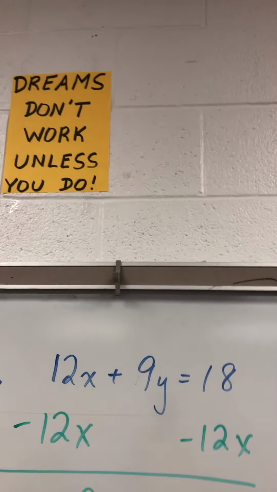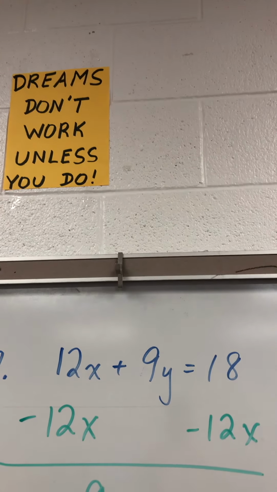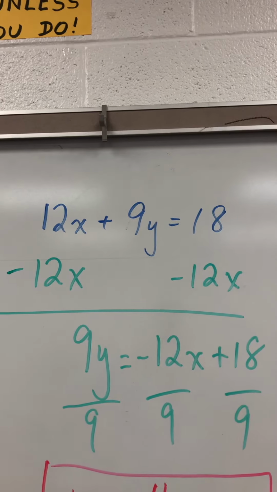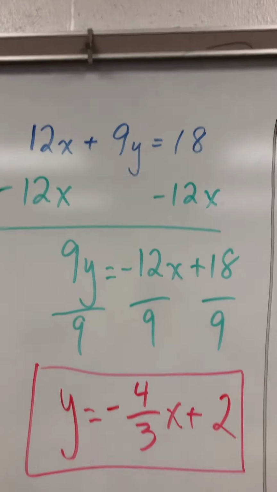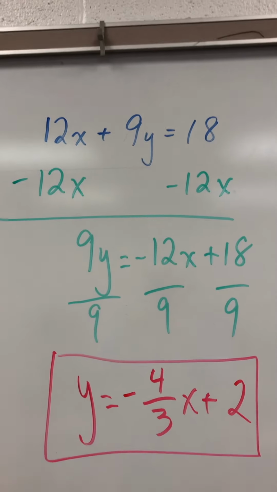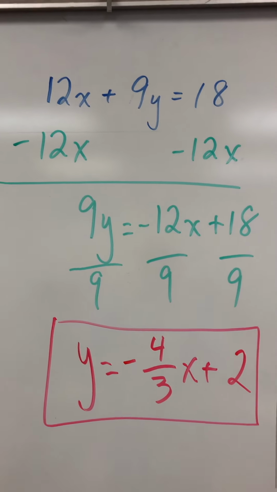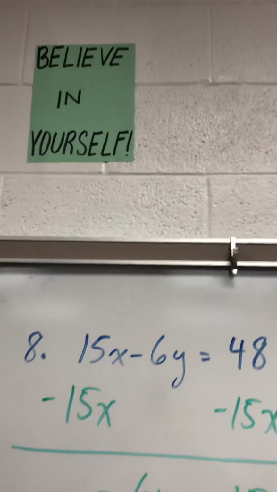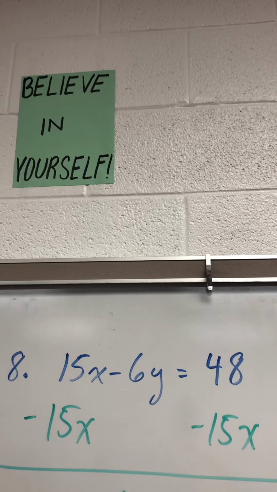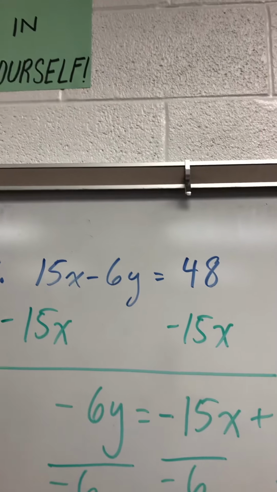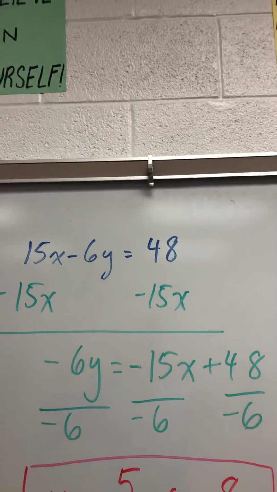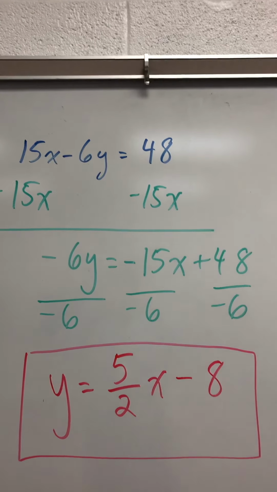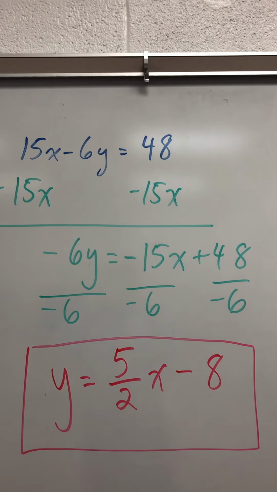Back to the x term being first, minus 12x from both sides. Divide by 9. Y equals 4/3 x plus 2. The x term is first, minus 15x from both sides. Divide negative 6. Y equals 5/2 x minus 8.